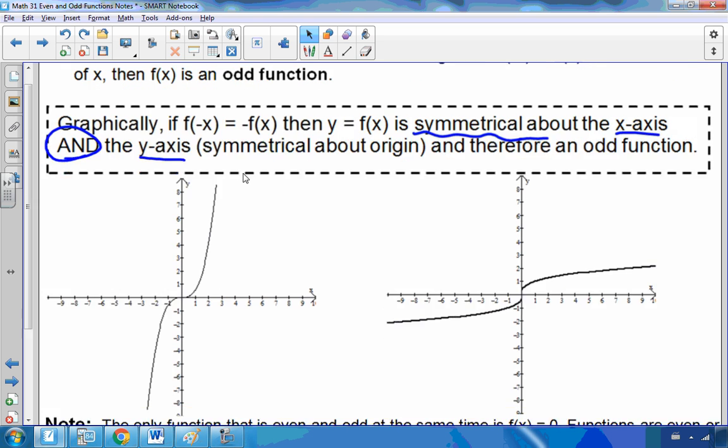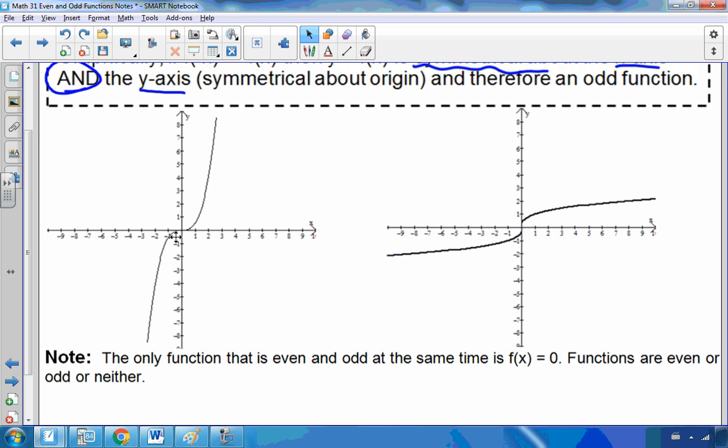So let's look at an example here. The domain of this graph is centered right at the origin. So I can take any piece. For example, if I take this piece here, if I were to reflect this in the x-axis, I would get that piece, and then take that and reflect it in the y-axis, I get that piece. Vice versa, I could take this piece, reflect it in the y-axis, reflect it in the x-axis, and I get the other half. So I know this is an odd function.